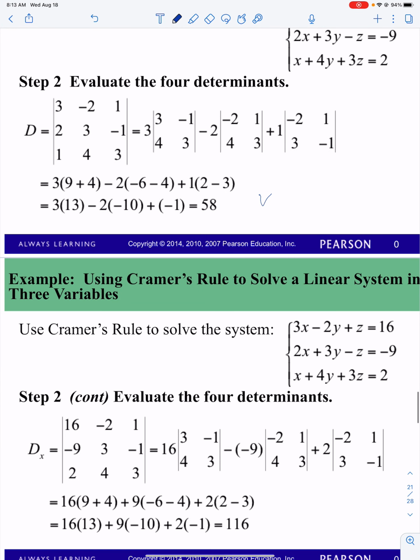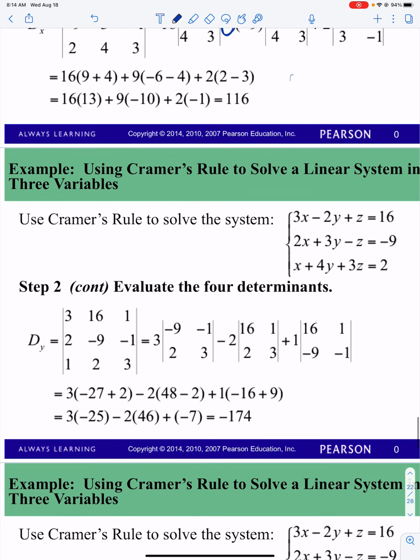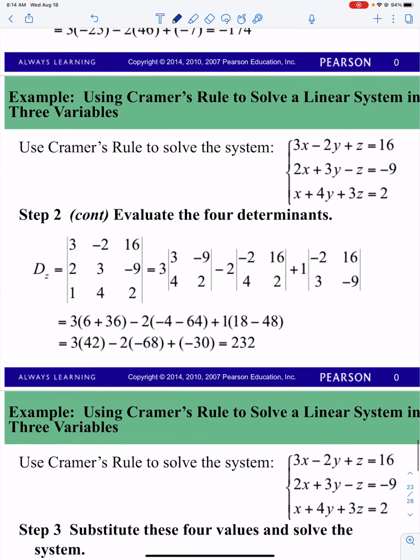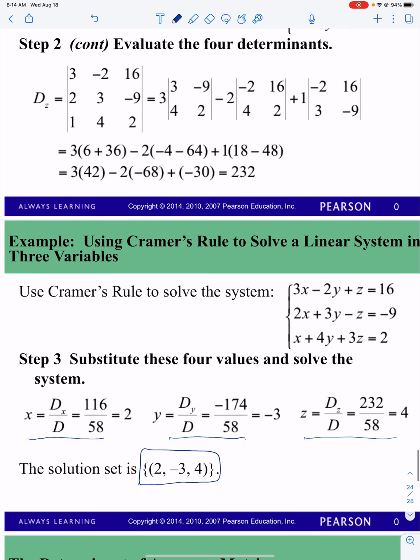Here you can find the Dx, Dy, yeah? So you choose 3. What you need to be careful about, the middle one, do not forget what? Minus. So the middle one, do not forget the minus here. Clear? You find the Dx, Dy, Dz. After you find them, what will you do? Plug all these values into the formula. Then you find the solution set is 2, negative 3, 4. Okay?